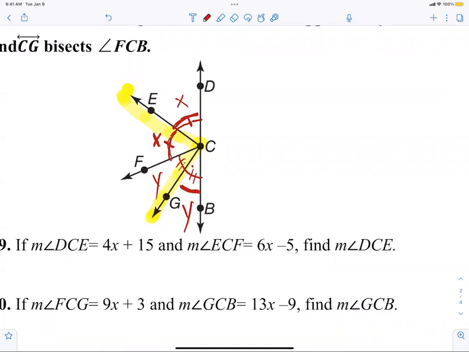Now, because we just learned something about the angle addition postulate, all four of those angles are going to add up to what? 180 degrees. So now write me the equation for that. 2x plus 2y equals 180. Brilliant. So now what can I do? Divide by 2, and we get what? X plus y equals 90.